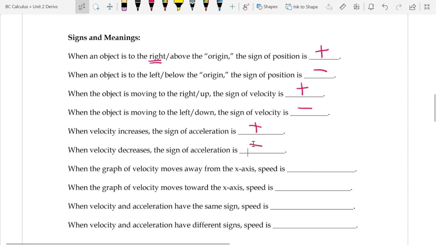Now, more thinking. When the graph of velocity moves away from the x-axis, that means that your velocity value is getting further from zero, which means the absolute value of that number is increasing. So your speed is increasing. Okay, so when velocity moves away from the x-axis, speed increases. Conversely, if velocity moves toward the x-axis, speed is decreasing.